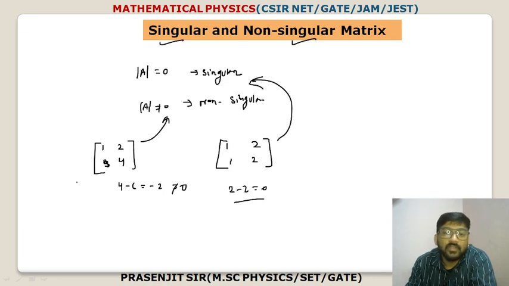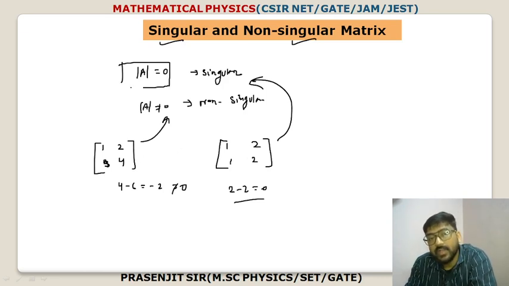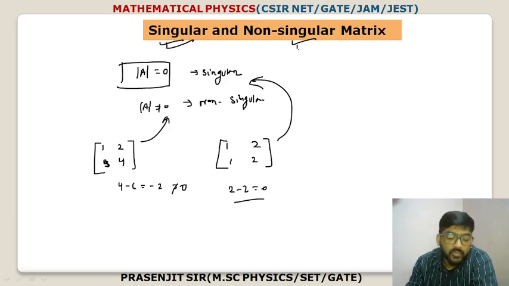so this is just a singular matrix. So this is a very simple example I have taken here, but you can take more complicated examples, but the main concept is whether the determinant of that matrix is 0 or not. Okay, if the determinant of the matrix is 0, then that is singular. If not equal to 0, then it is non-singular matrix.